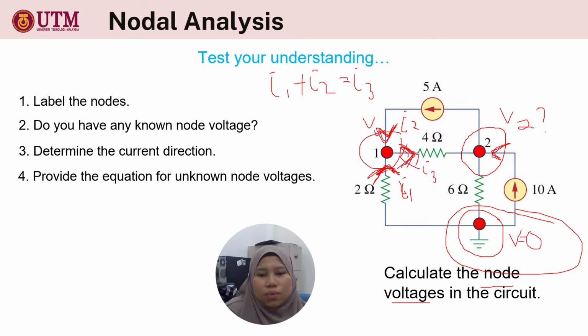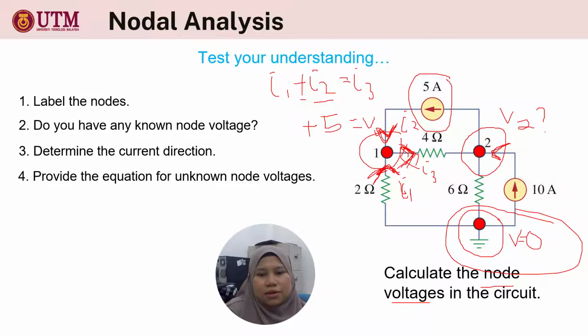So what is I1? I1 is here, so I1 is V0 minus V1 divided by 2, plus I2. What is I2 here? I2 is 5. It is already given to you, so you just do plus 5. You don't need something like V2 minus V1, because there is no resistor here. The current is already given, so just use 5, equal to I3.